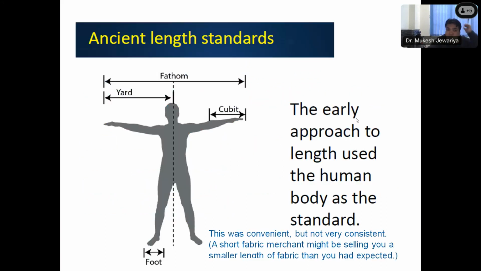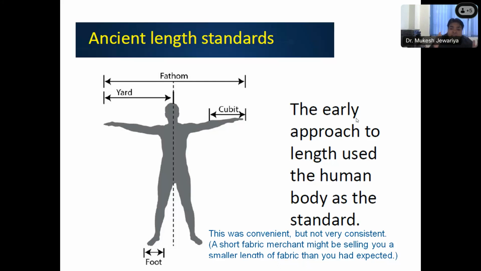In ancient times, the early approach to measuring length was using body parts. People used the cubit, yard, fathom, foot, and so on, like four arms or four fingers. Nowadays we also use these, but this was convenient but not consistent, because a short fabric merchant might sell you a smaller length of fabric than you expect. So everybody wants to buy from a long-armed merchant. Similarly, body parts are not the same: for an Indian person it's different than for a German or Egyptian person. A Japanese person is shorter compared to a European person.